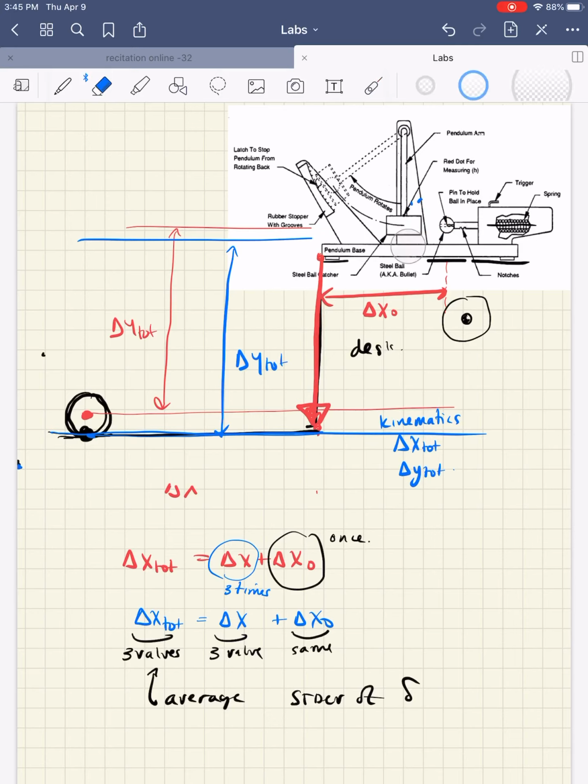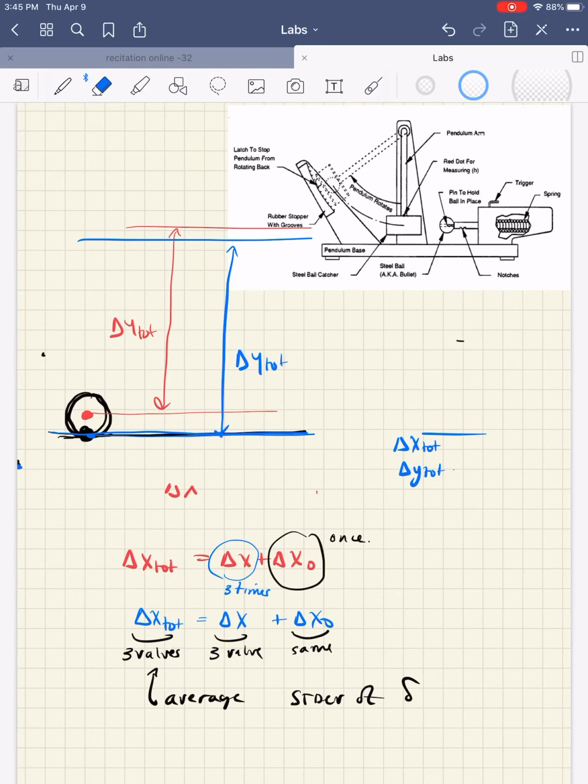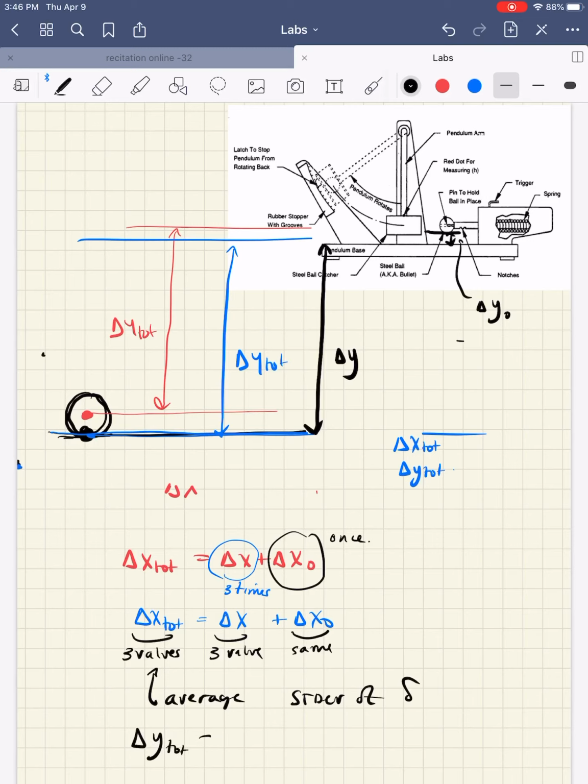So let me erase this so we can have a better look. So my delta Y total is going to consist of a measurement from the ground, call it delta Y, to the top of the pendulum base. And then, even though it's hard to see here, from the bottom of the ball to the pendulum base, and the addition of both of these will be my delta Y total. Now, these you're only going to measure once because they're not changing and there's nothing to average out there, once each.